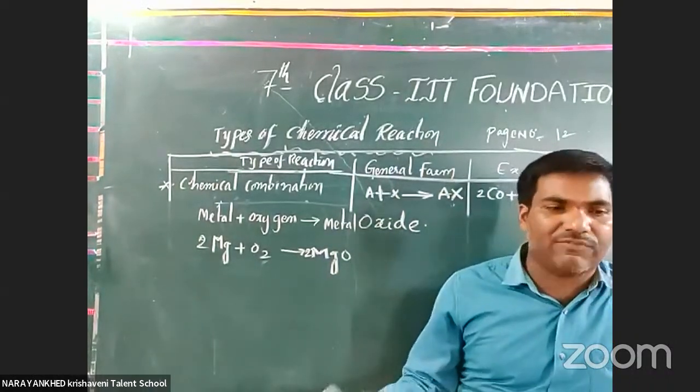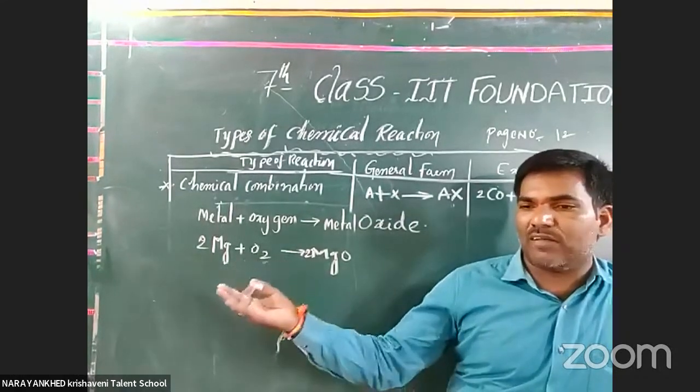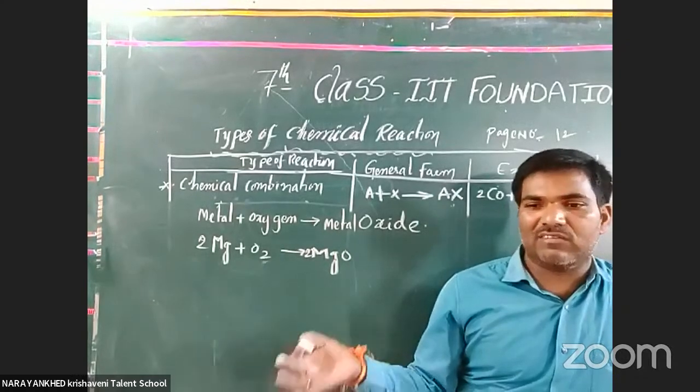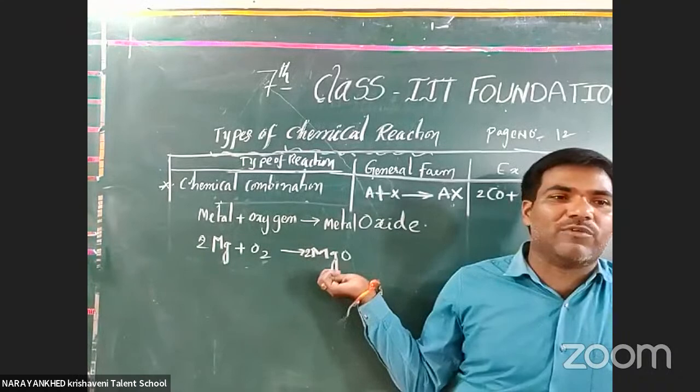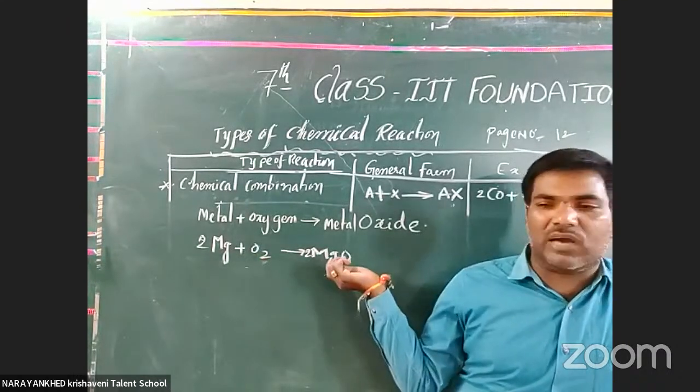Suppose you take ferrous. Yes, it's combined with oxygen. It's formed as ferrous oxide. That is called rust. Now that is called rusting. Okay, now what is this? This is at the time of crackers. At the time of Diwali crackers, this reaction is going on.